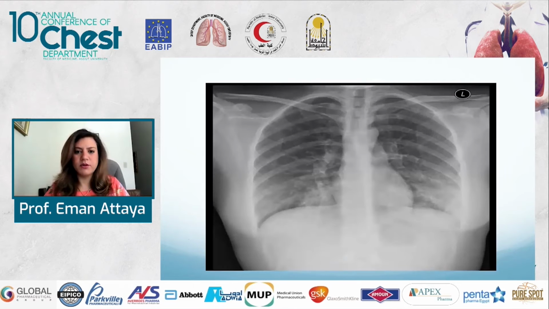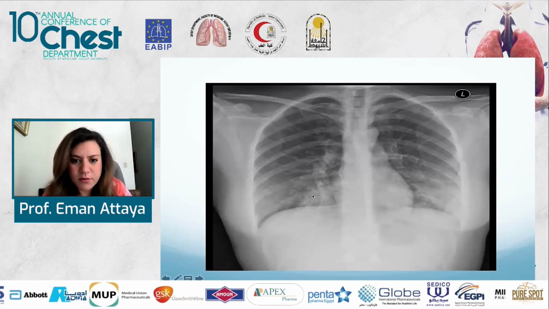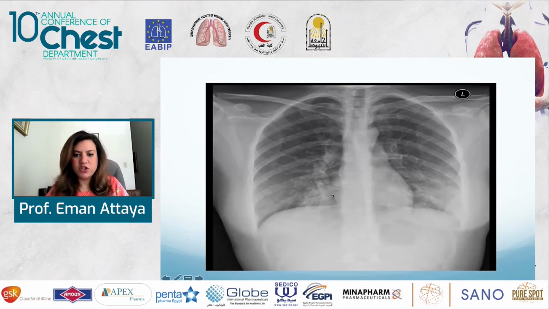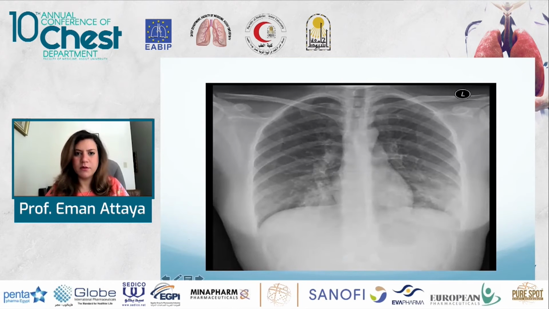This is atypical pneumonia. I can't zoom. Okay, so patchy opacities in the perihilar regions here and involving the lower lobes. This is an example of mycoplasma pneumonia.